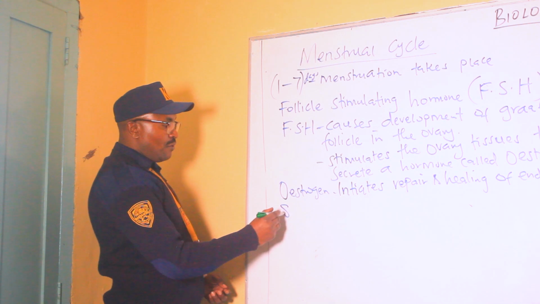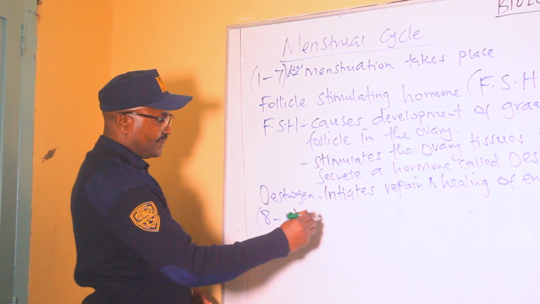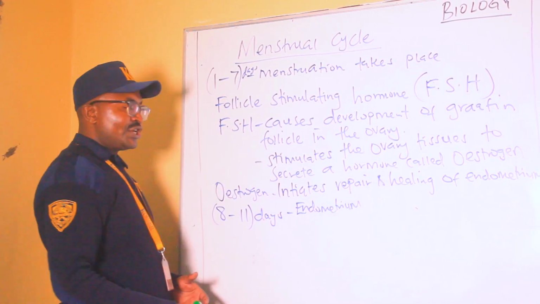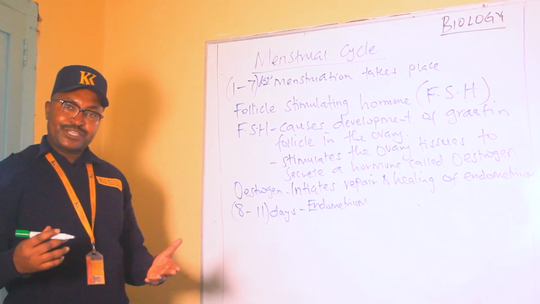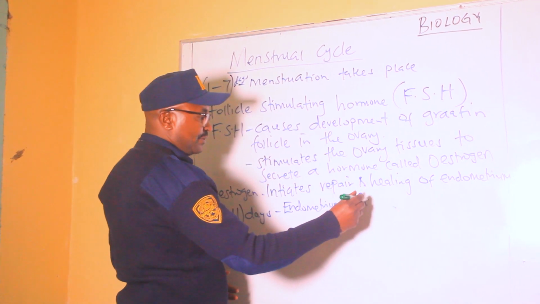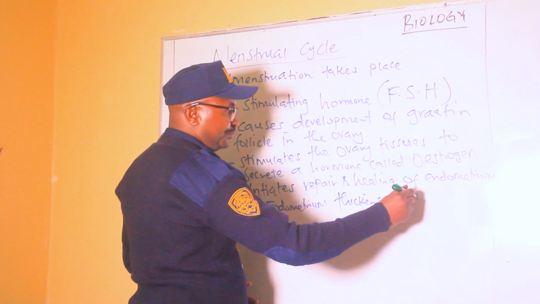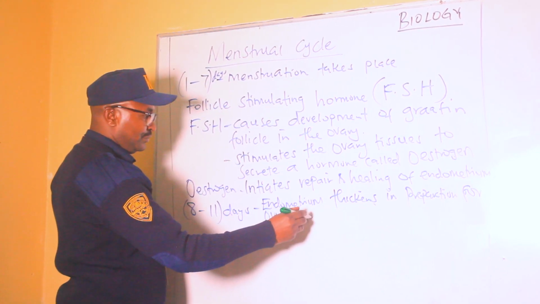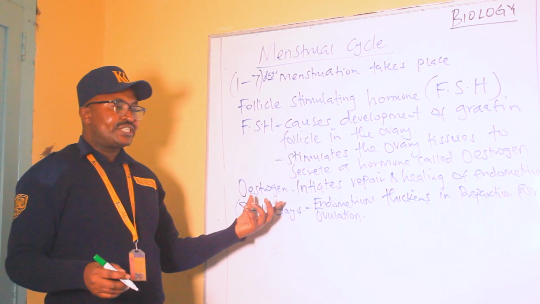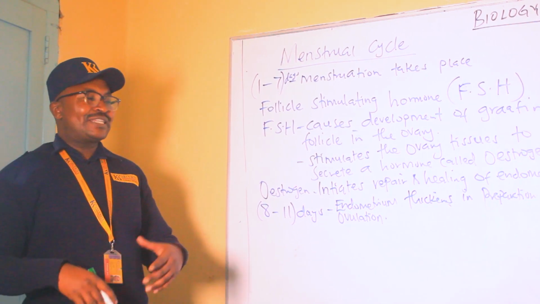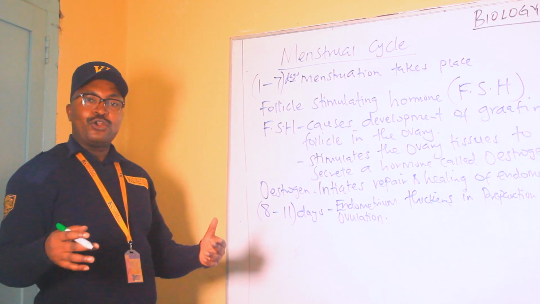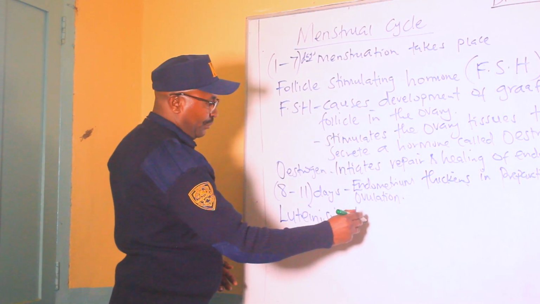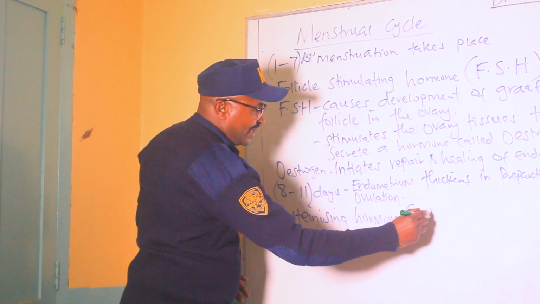Then from day 8 to about day 11, at this stage the endometrium is prepared for ovulation. If the estrogen increases and accumulates to certain levels, then it stimulates the production of luteinizing hormone, commonly known as LH.